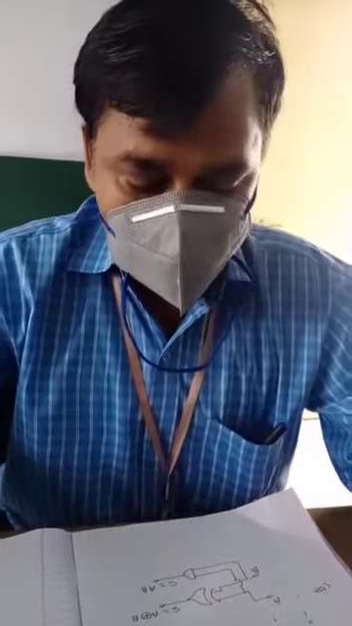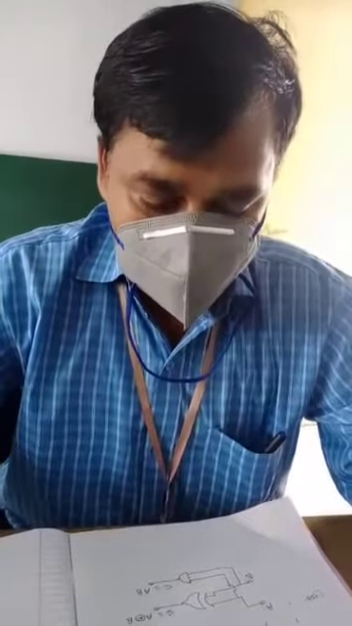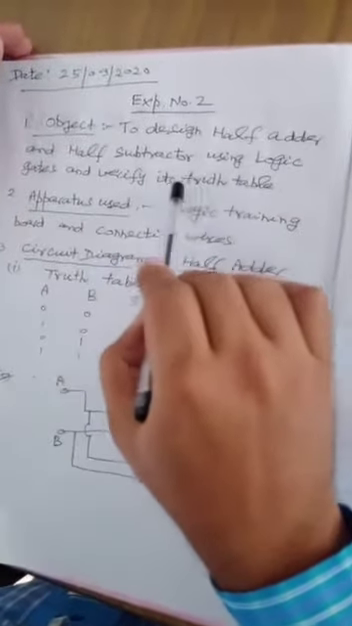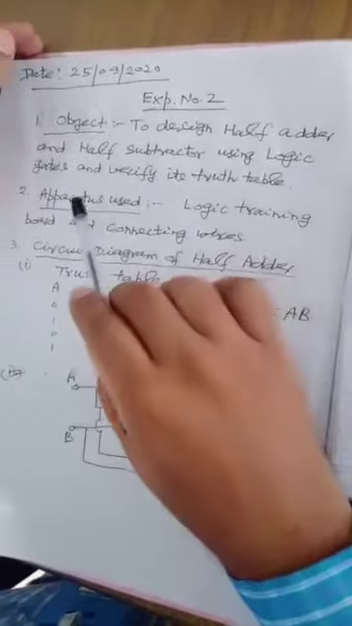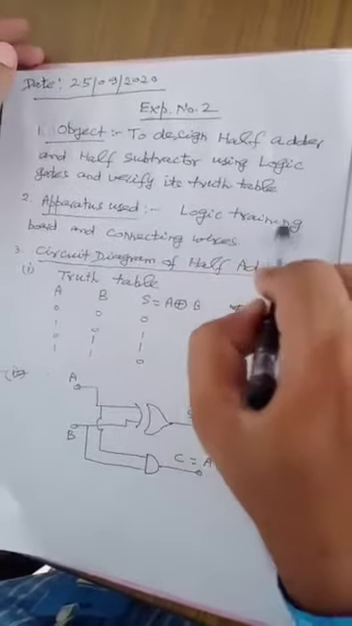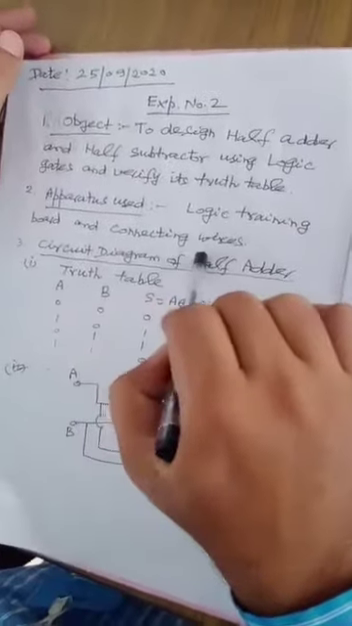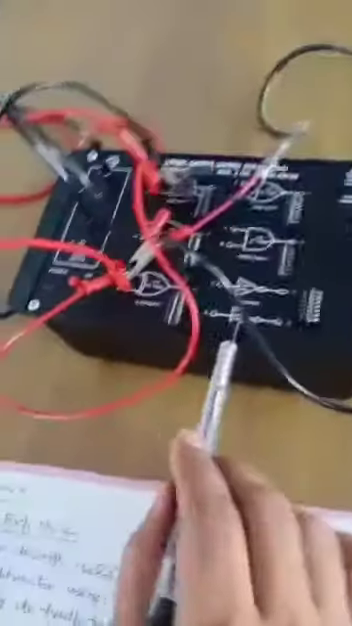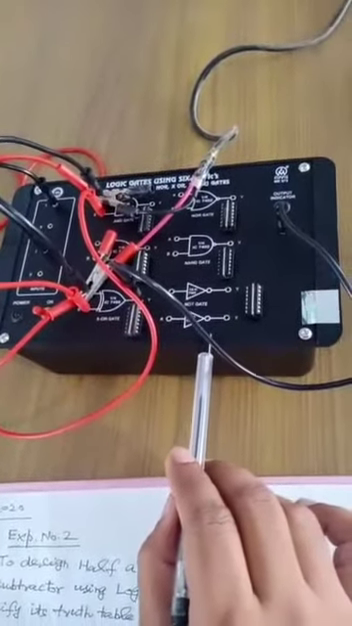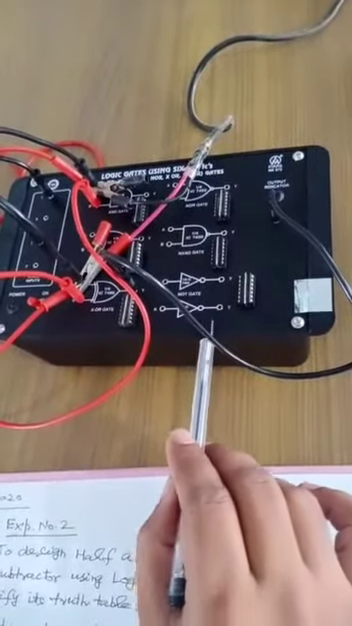Today I am going to demonstrate the experiment to design half adder and half subtractor using logic gates and verify its truth table. In this experiment, apparatus required are logic training board and connecting wires. This is the logic training board which we have used in the logic gates in the previous experiment.